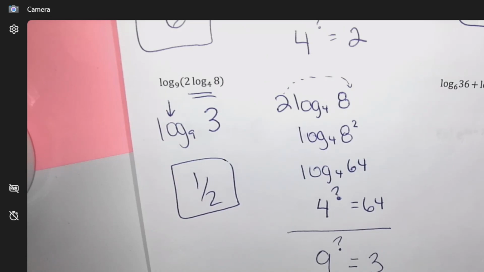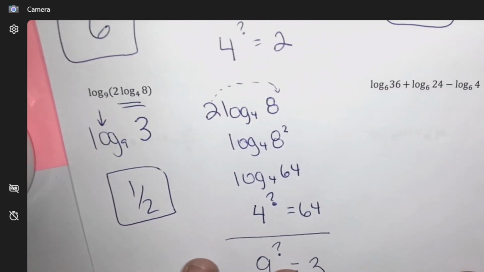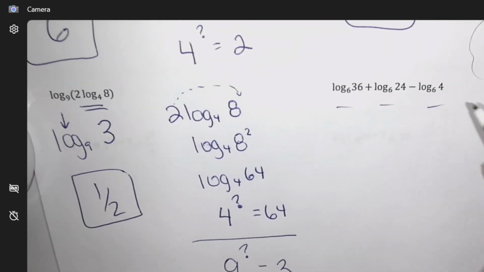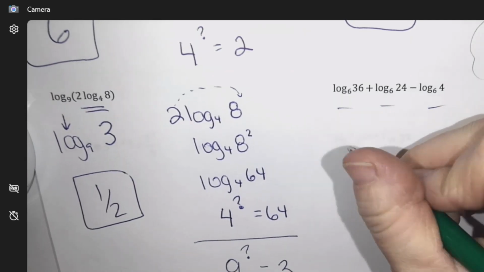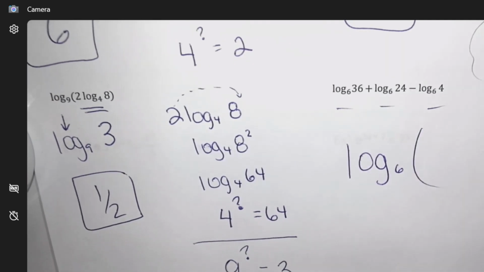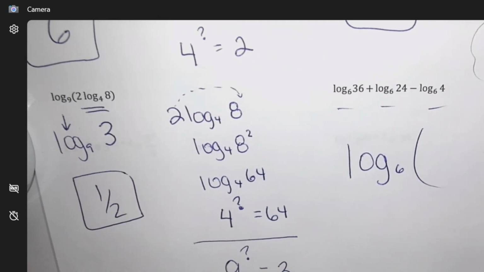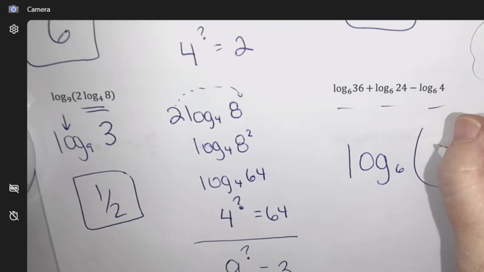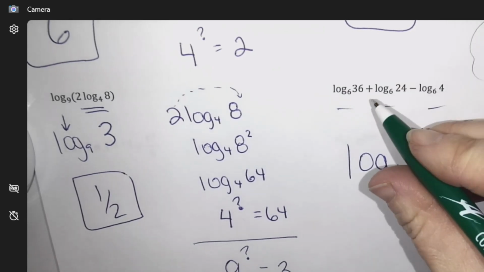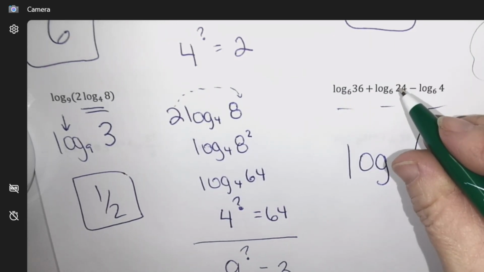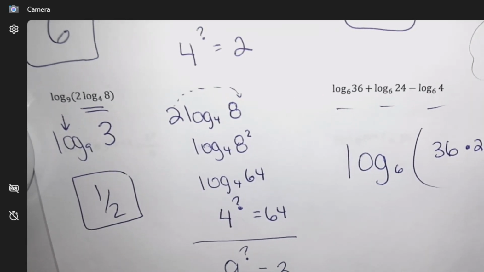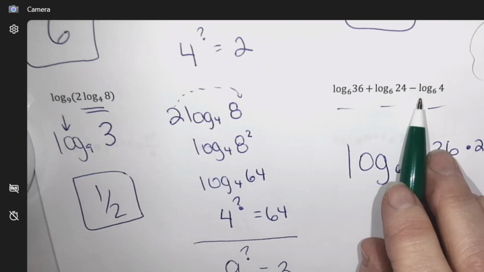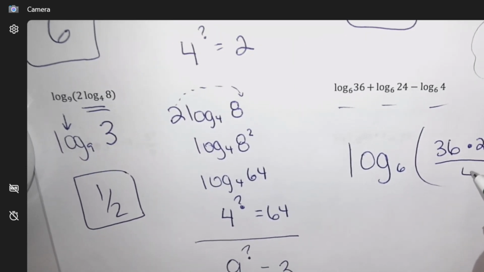Okay, last question. This one on the test, not a lot of people got it. It's pretty straightforward though. 3 things are separated. So what are you going to do? We're going to glue them back together. So log base 6 of, glue it. So the 36, instead of adding 24, how do you glue adders together? Times. How do you glue back together a subtractor? Divide.